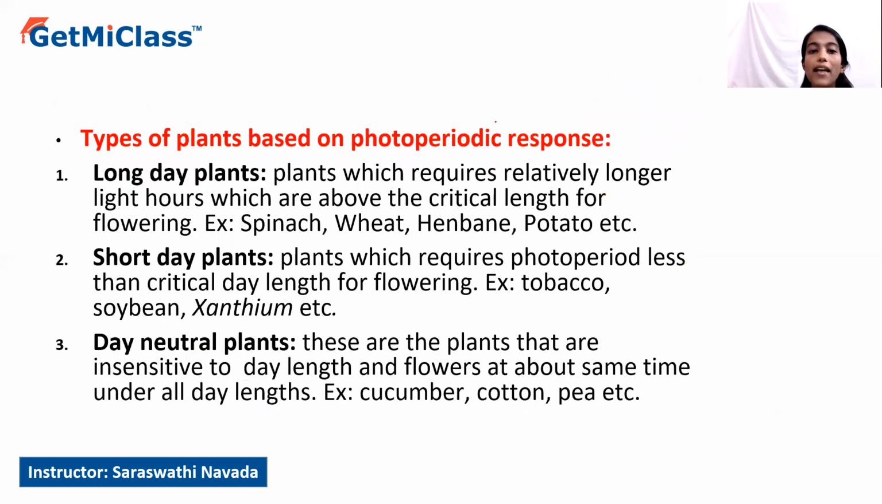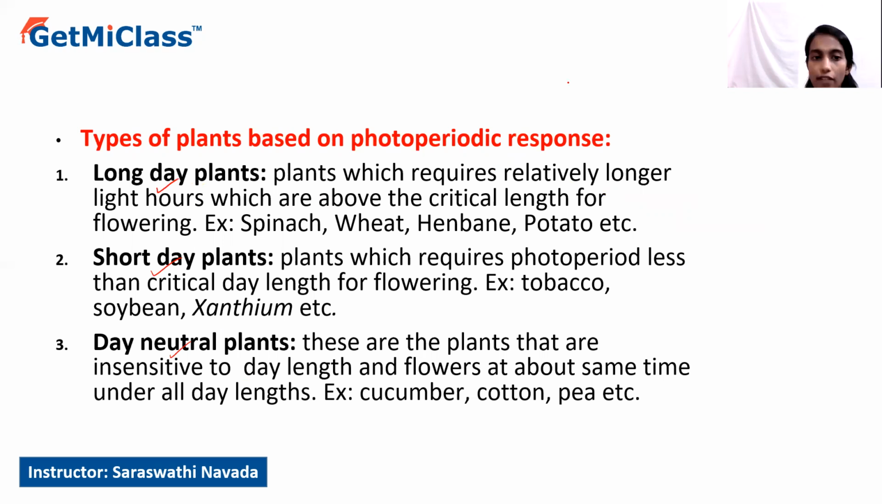Based on the photoperiodic responses, plants can be categorized into three different categories: long day plants, short day plants, as well as day neutral plants. In the case of long day plants, these plants require light hours above the critical length, and only then can they induce flowering. Such plants are called long day plants.